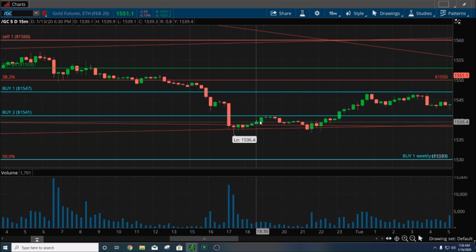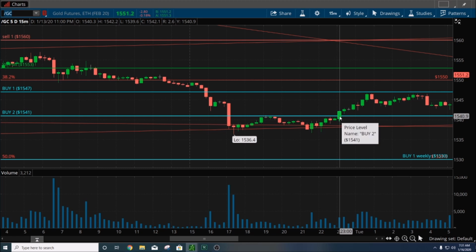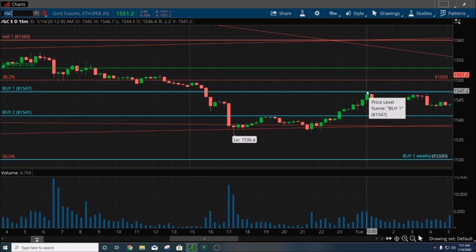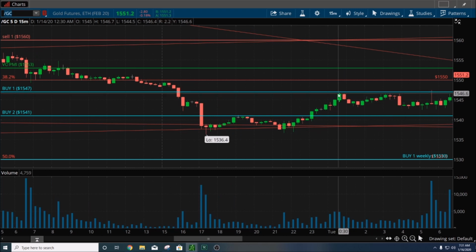The market rallied again, activating another buy signal on the 13th at 11:30 p.m. from 1542, running up against the target above of 1547. You can go neutral, take your profits, wait.